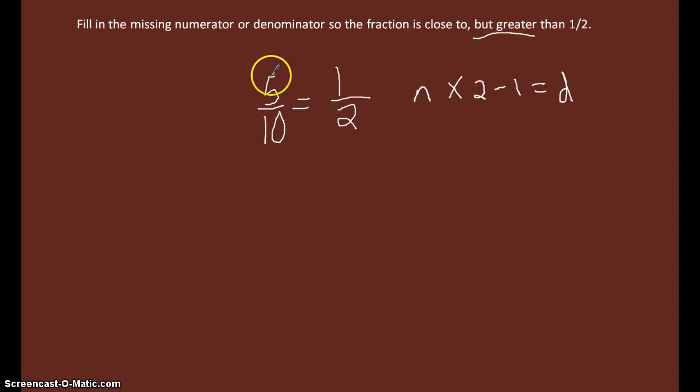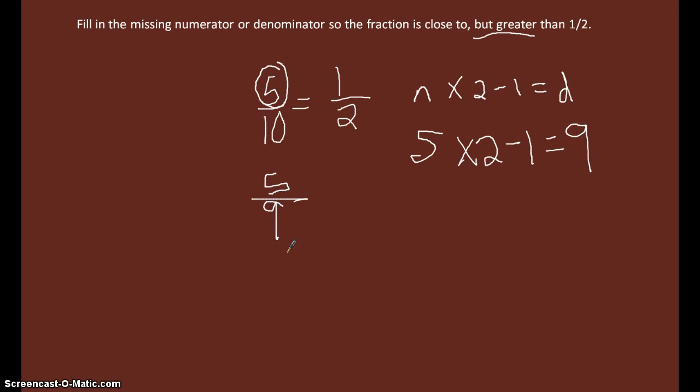For instance, let's use this numerator 5. If we have 5 and we times it by 2, that's going to give us 10, and 10 take away 1 will give us 9. And if that is our denominator, and we have 5/9, that is a fraction that is close to but greater than half. Now this formula, numerator times 2, subtract 1 equals denominator, will work in this.